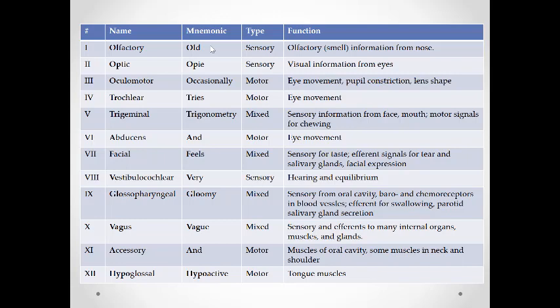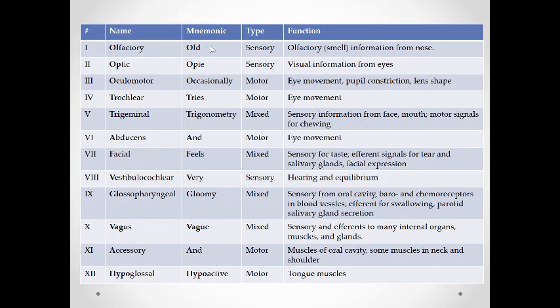So, cranial nerve 1 is the olfactory cranial nerve. It's a sensory type, and it's involved with smell. Optic is the optic cranial nerve, so that's going to be for vision. Oculomotor, those are all the neurons that go to your eye that control where the eye is looking, the lens shape, so if you're focusing on something far or something close, pupil constriction. All of those are controlled from the oculomotor, the cranial nerve that runs from the brain to those muscles.